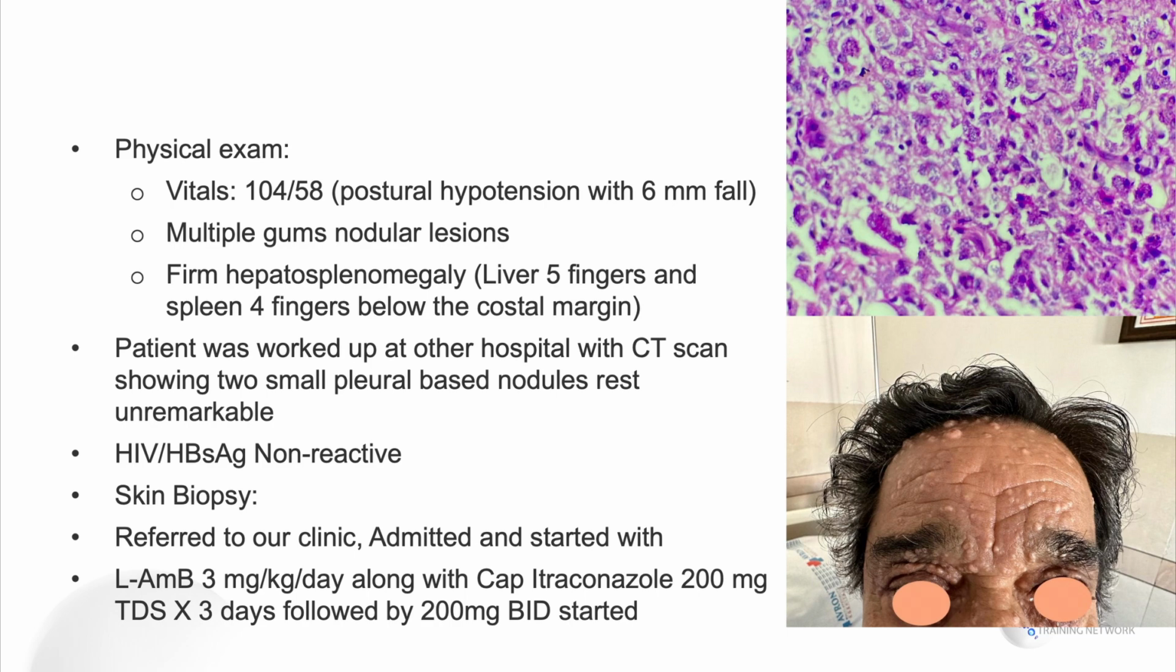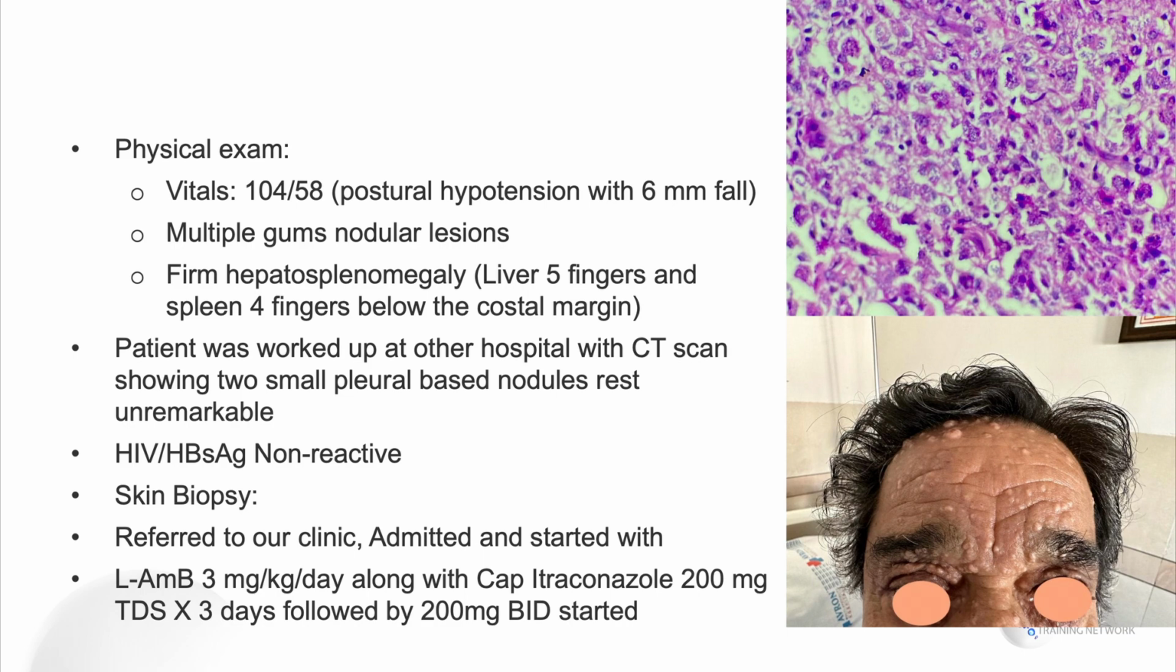Vitals showed blood pressure was 104/58, and there was a postural hypotension of 6 millimeters of mercury in the systolic blood pressure. There were multiple nodular gum lesions, and that is the reason he was unable to chew food. And there was firm hepatosplenomegaly. The liver was 5 fingers palpable below the costal margin, and the spleen was 4 fingers palpable below the costal margin.